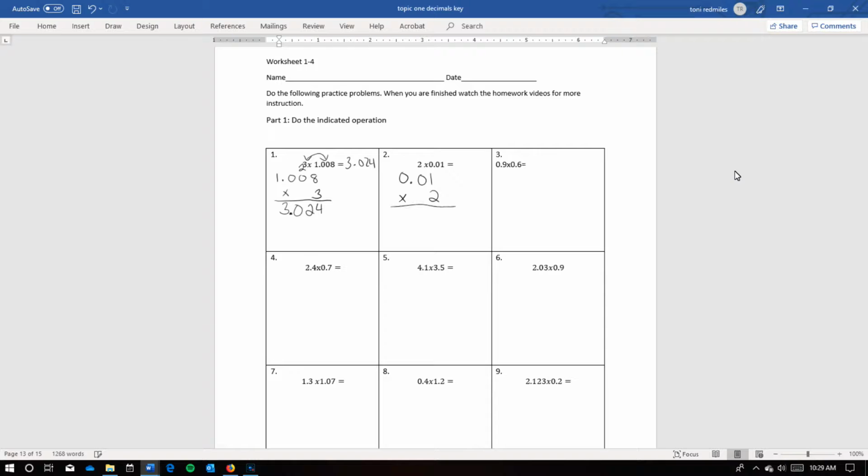And we do the same thing again in this one. I'm going to flip-flop because to me that looks better. 2 times 1 is 2. 2 times 0 is 0. 2 times 0 is 0. 2 decimal places. The answer is 0.02.